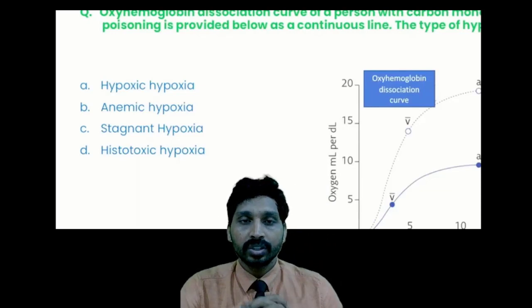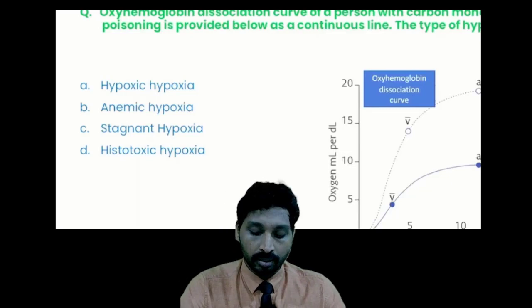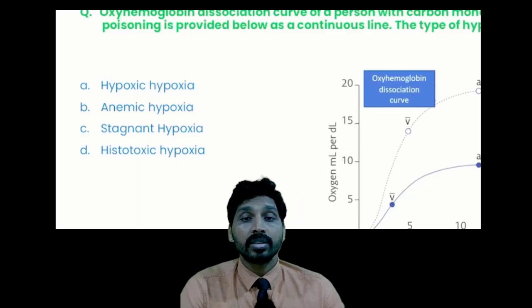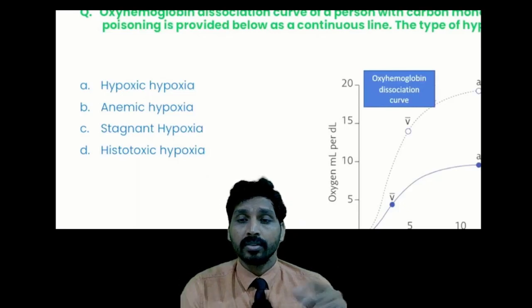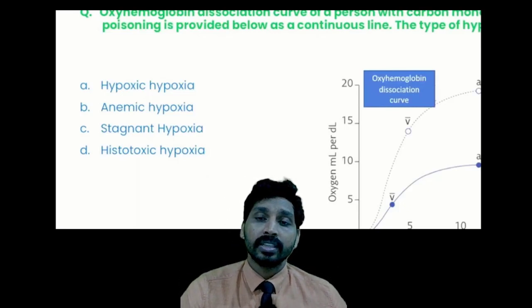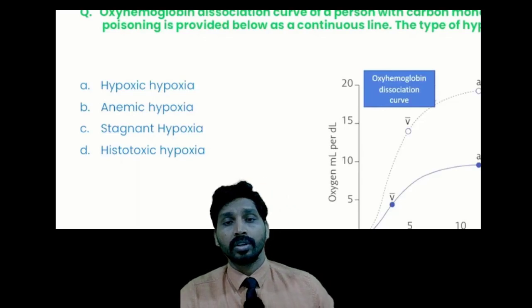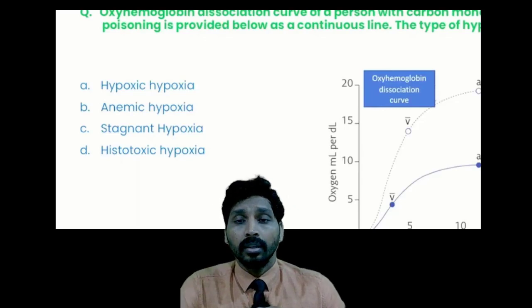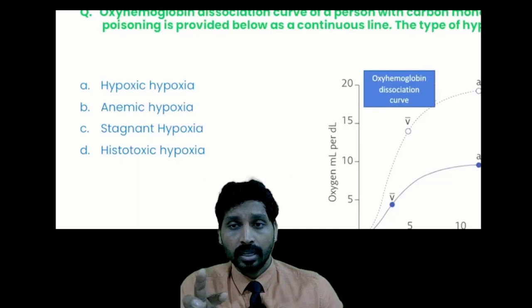Again, one of the favorite questions related to oxyhemoglobin. The curve has been shown here, the graph: the oxyhemoglobin dissociation curve of a person with carbon monoxide poisoning. The above curve is the normal oxygen dissociation curve, and the below one is the carbon monoxide dissociation curve. So here, for carbon monoxide poisoning, the graphs have been provided.